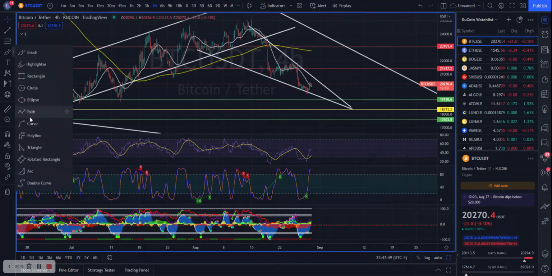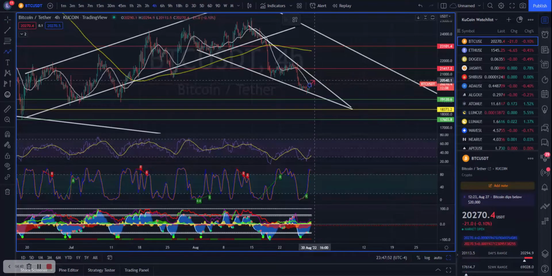So what that looks like is possibly hitting this resistance line and then coming back down to test that support. And that support right here coincides with this support line that we had going on in the BRVP. So this is a likely spot to hit again around 19,000.